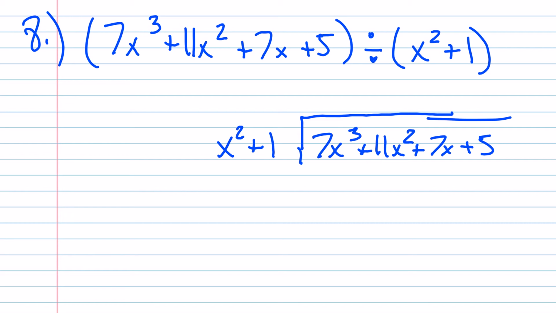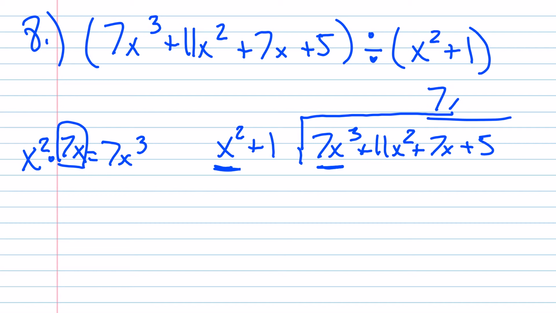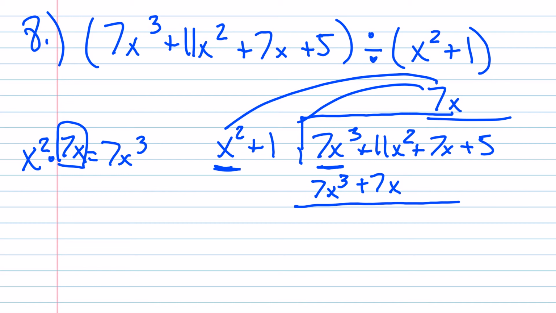Now I just start. Once again, I am starting with my line leaders. I have x squared, I have 7x cubed. x squared times what is going to give me 7x cubed? Well, in my opinion, it's 7x, because 1 times 7 is 7. I have 2 x's, so I need one more. That's why I put 7x. So I put 7x right here. 7x goes to everything. 7x times x squared is 7x cubed. 7x times 1 is plus 7x.